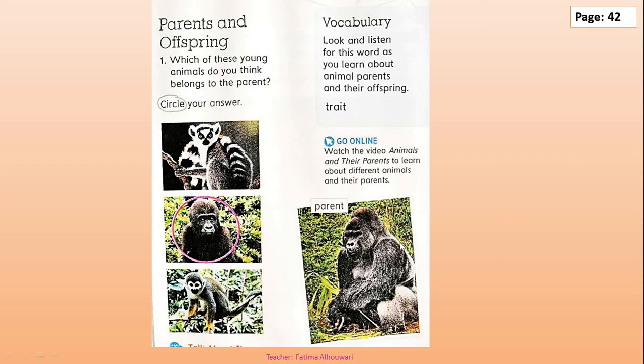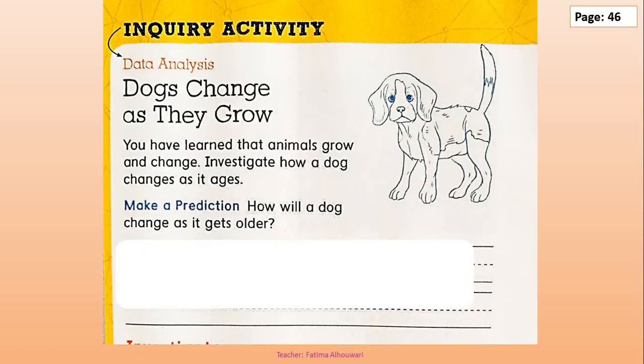What do you think? Did you say this one? If so, you are totally right, because this young animal has the same structures as this parent. Excellent, grade 1. So please, grade 1, be sure to circle your answer like this. Now let's see the next page, page number 46.